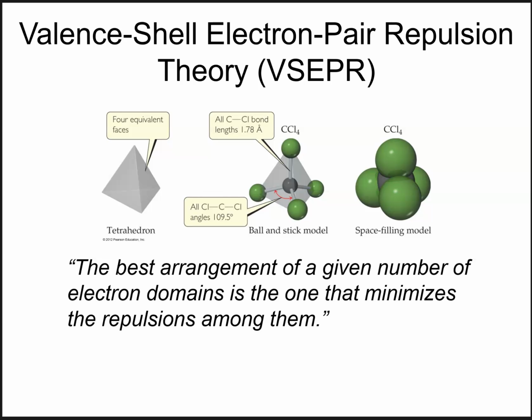Basically it says the best arrangement of a given number of electron domains is the one that minimizes the repulsive forces amongst them. That is, atoms try and separate as far away from each other as possible while still maintaining their chemical bonds.